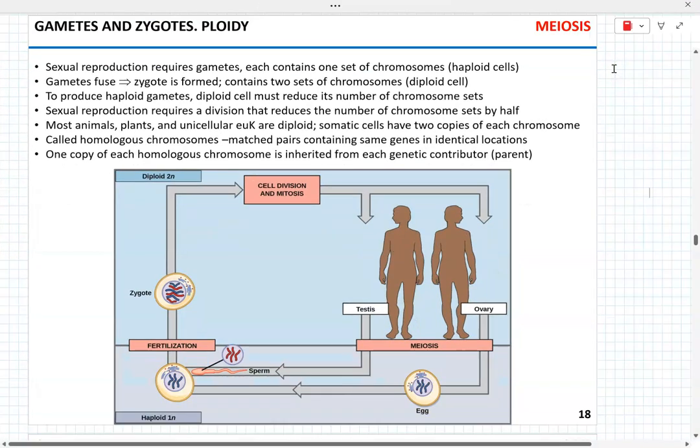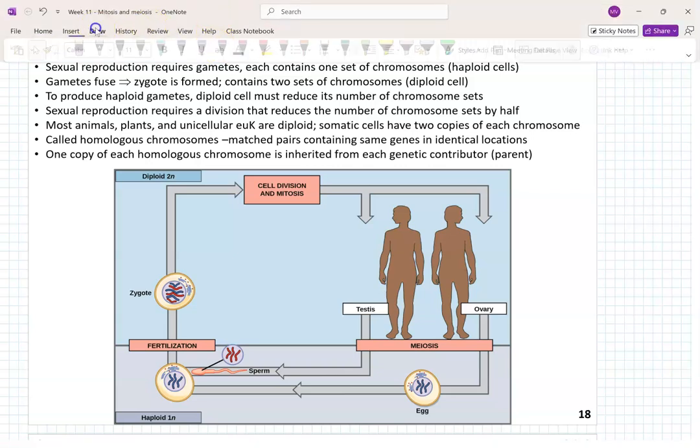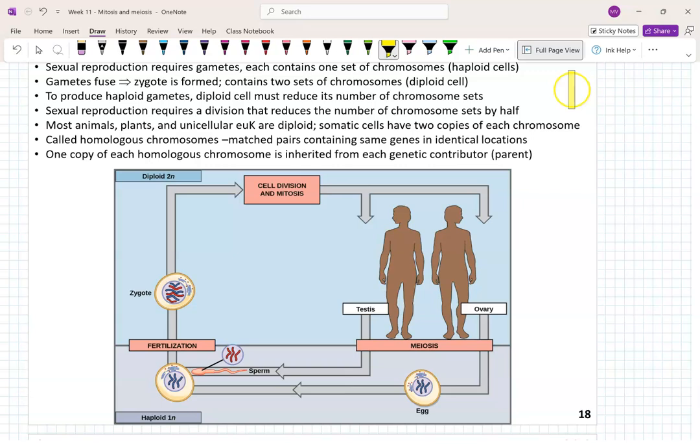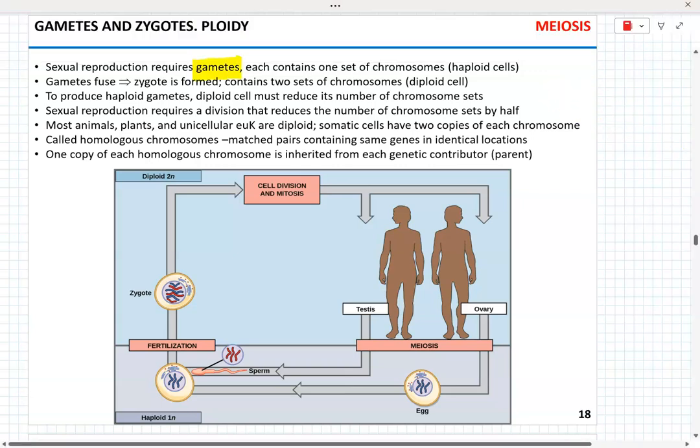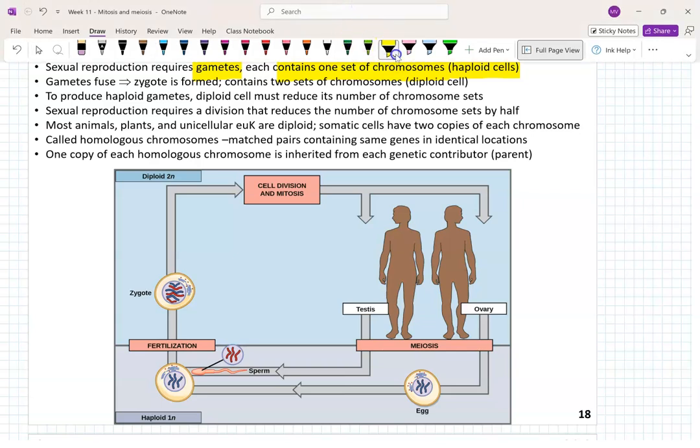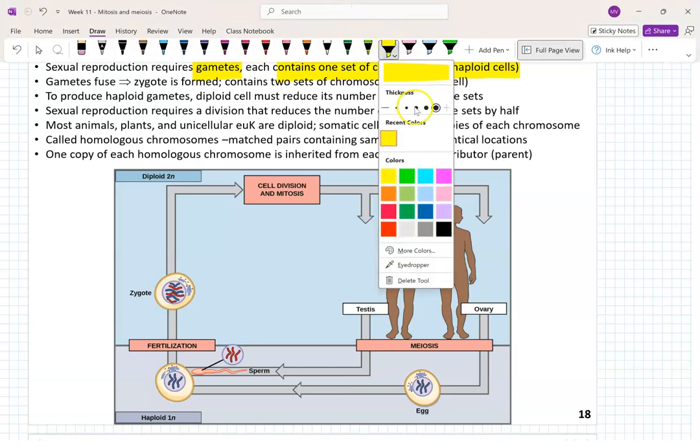In the second part of this lecture, we're going to talk about meiosis, the process that effectively enables sexual reproduction. For sexual reproduction to occur, one must have gametes, and each gamete must be a haploid cell, meaning that it contains only one set of chromosomes. Now, as we mentioned before, when gametes fuse, the zygote is formed.